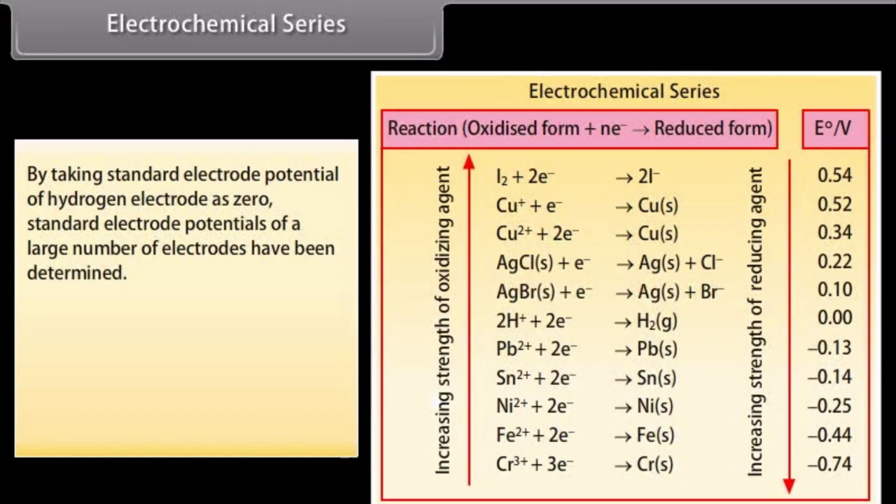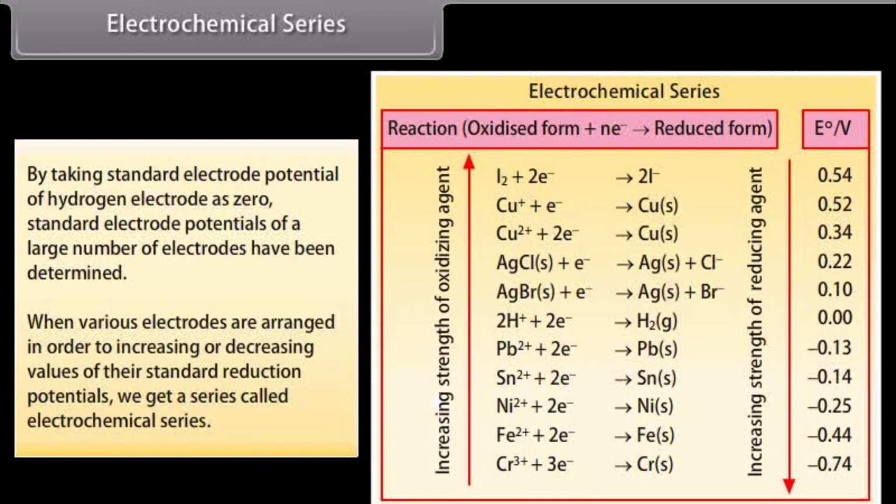Electrochemical series. By taking the standard electrode potential of hydrogen electrode as 0, standard electrode potentials of a large number of electrodes have been determined. When various electrodes are arranged in order of increasing or decreasing values of their standard reduction potentials, we get a series called electrochemical series.